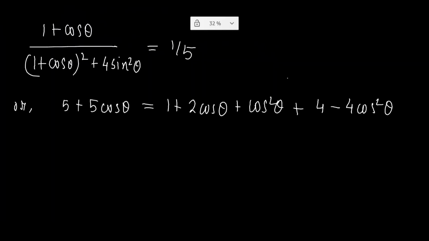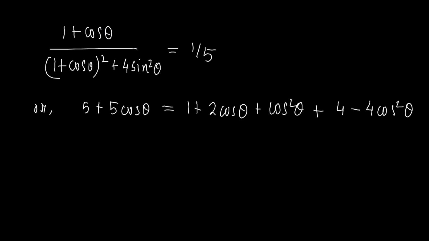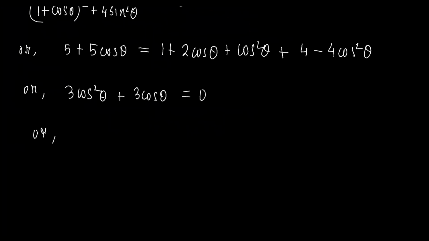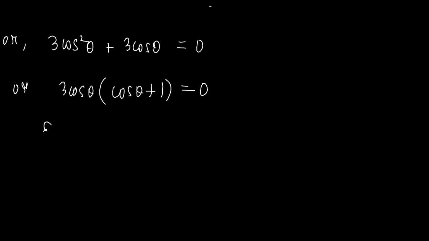Now we can see everything is in terms of cos. So from this we can write 3 cos square theta plus 3 cos theta is equal to 0. You can simplify this one. If we take 3 cos theta common, we get cos theta into (cos theta plus 1) equal to 0. From this, either cos theta is equal to 0 or cos theta is equal to minus 1.